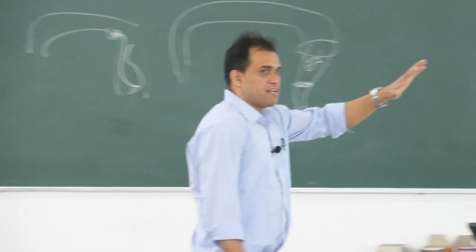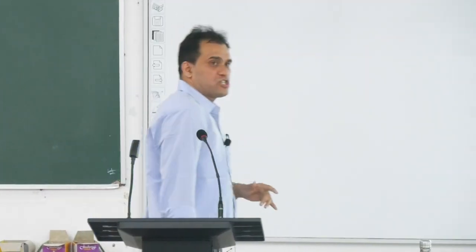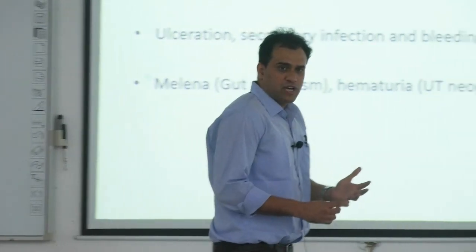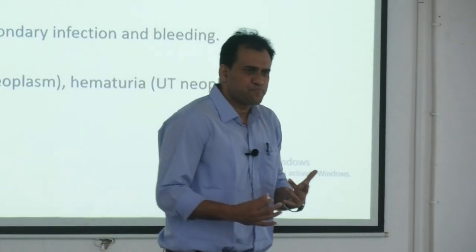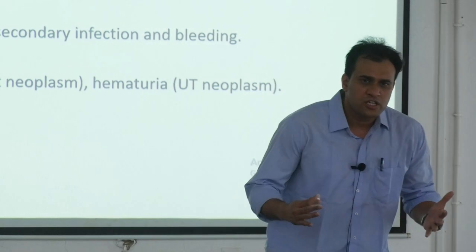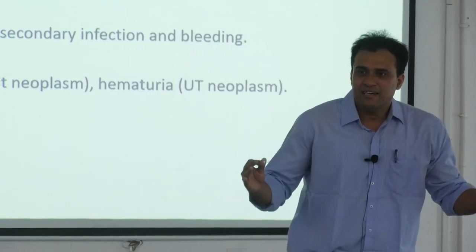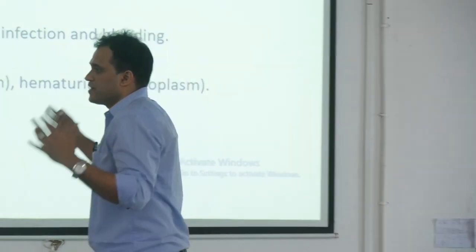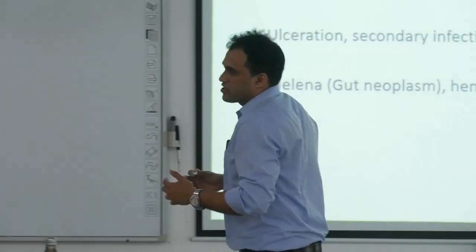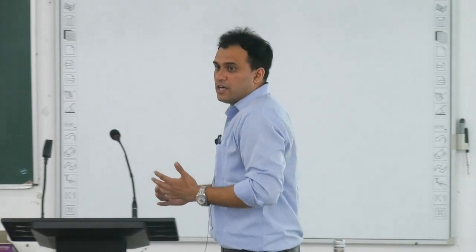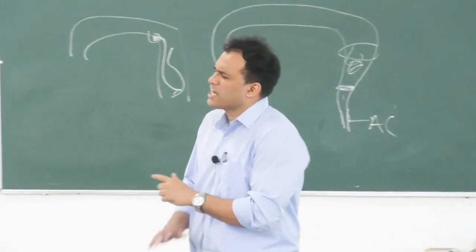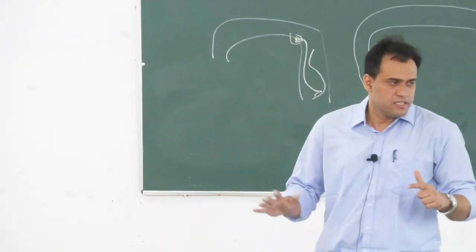Okay, so expansion, erosion and destruction, there will be expansile pressure on any natural surface. It can be a gut, it can be a skin surface, okay? So if it's in the gut, the tumors will cause what? Blood in the stool, called melena. And if it's the RCC, for example, in case of urinary tract neoplasm, renal cell carcinoma, the most common is what? Hematuria, blood in urine. I'm giving a few examples. Okay.